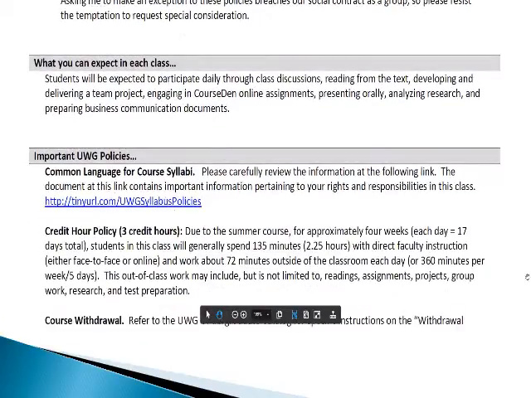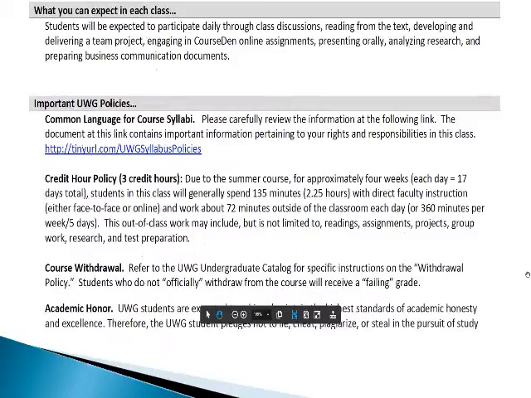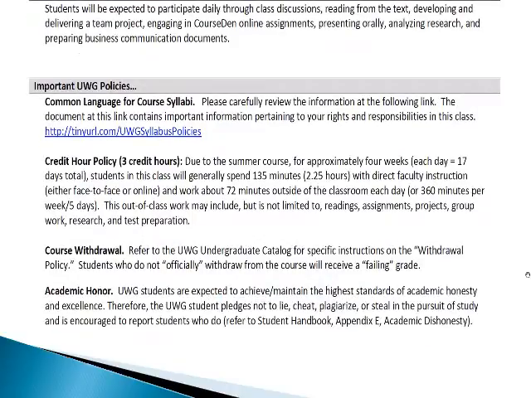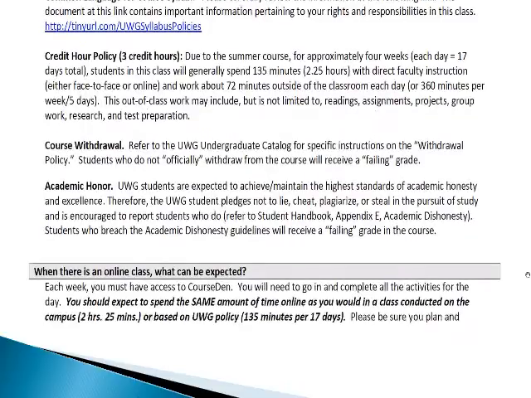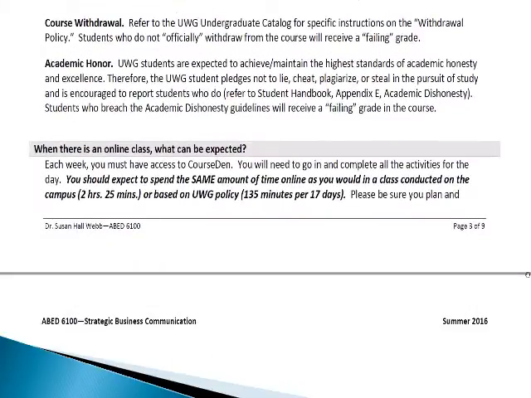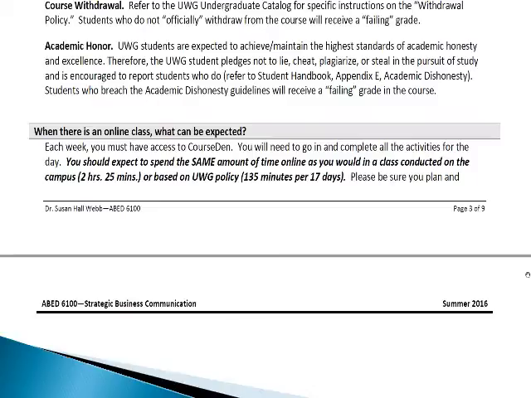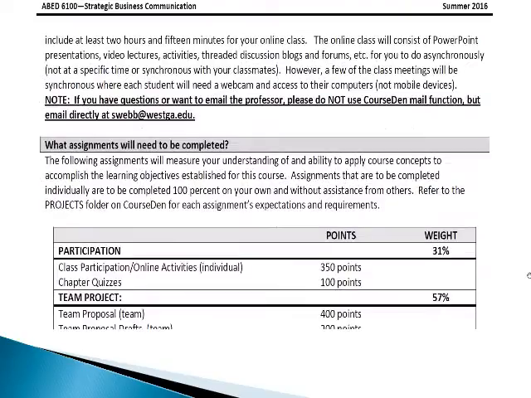Here's the information about the University of West Georgia's policies. This includes the amount of contact hours, as I mentioned, so that you have the appropriate amount of hours for this course. Once again, as I mentioned before, you want to make sure that you plan to spend the same amount of time online as you would if you were in an actual class, and that would be about 2 hours each day for a total of 17 days. And one more thing is making sure that you get in touch with me by my Wesca account and not by CourseDen.